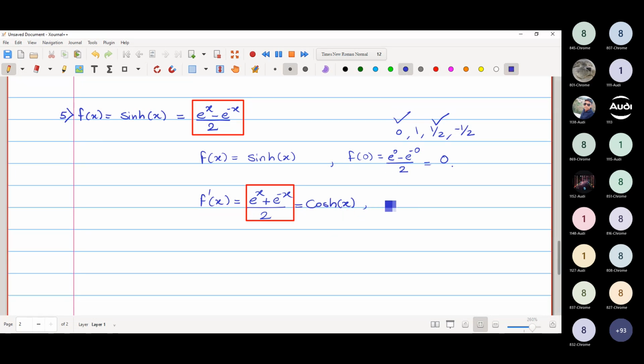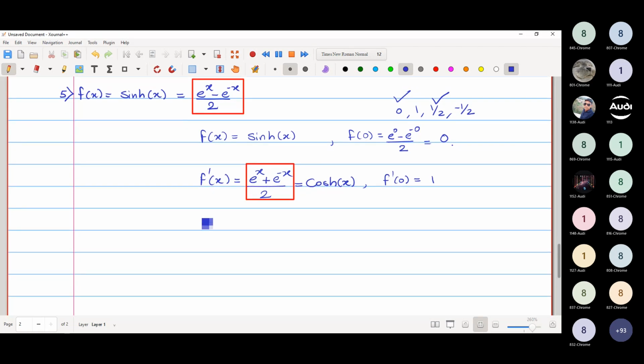So can you tell me then what will f dash of 0 be? Will it be 1? Look, e raised to 0 is 1, e raised to minus 0 is also 1. 1 plus 1 is 2. 2 by 2 is 1. Are you getting it?